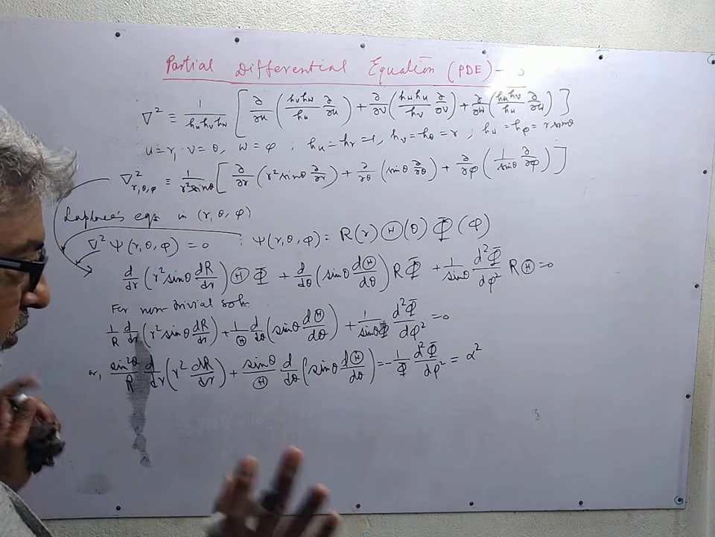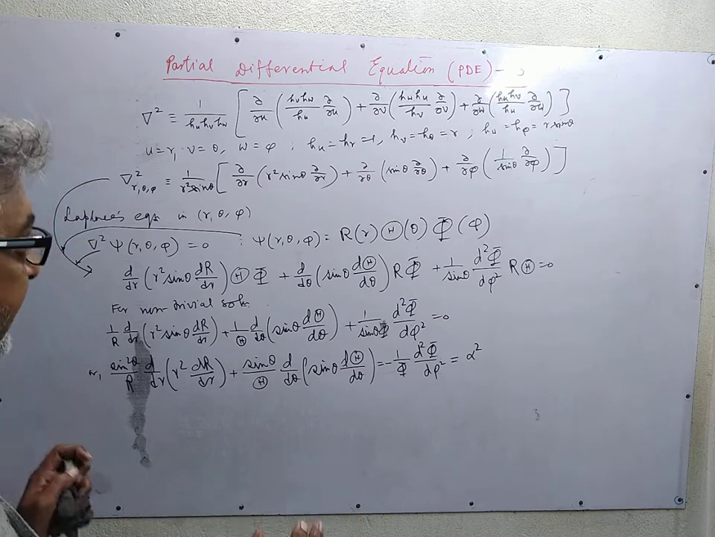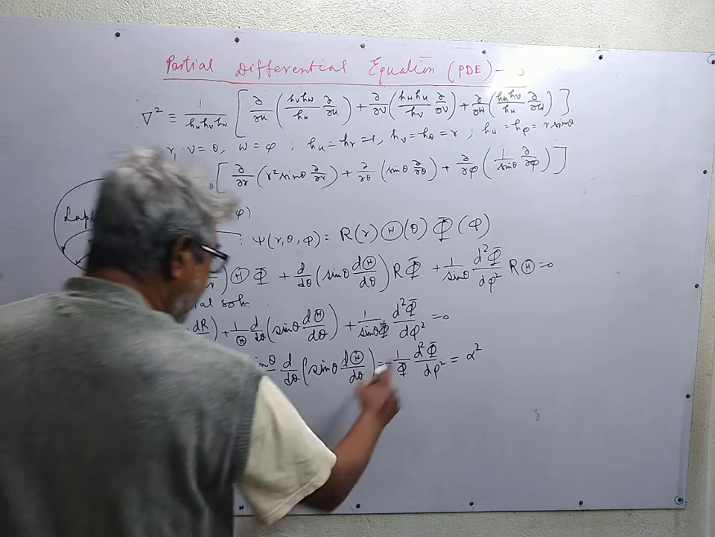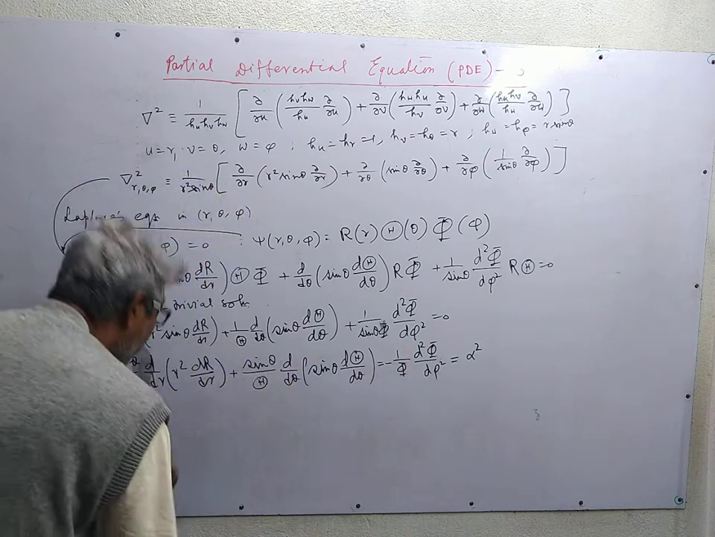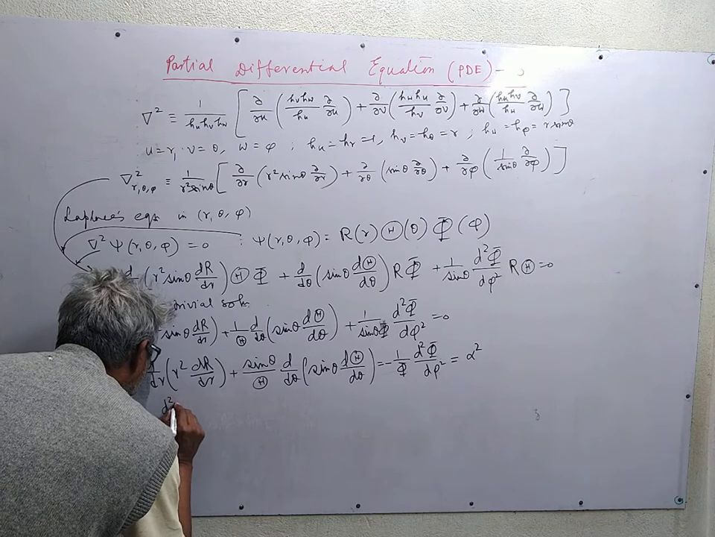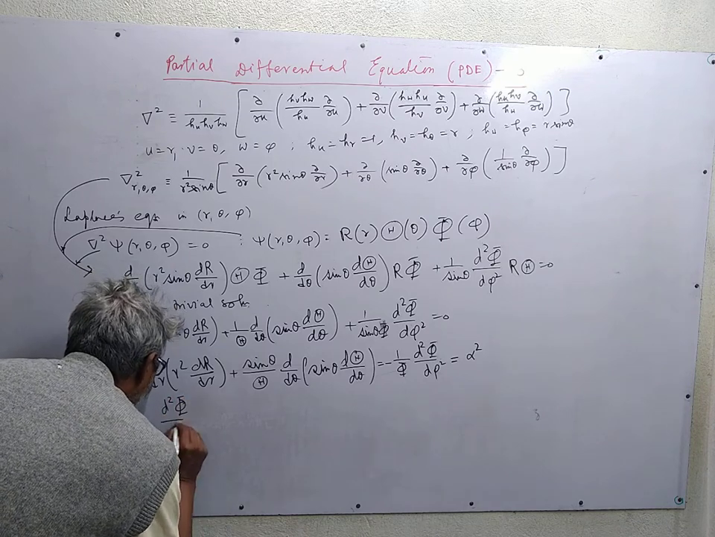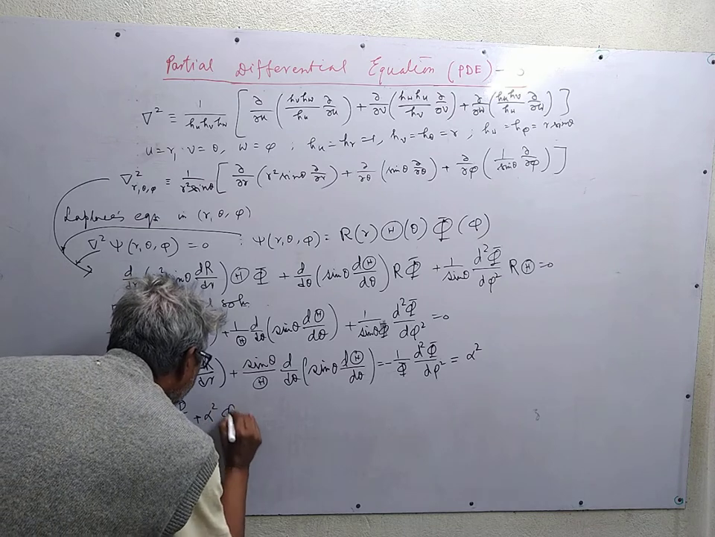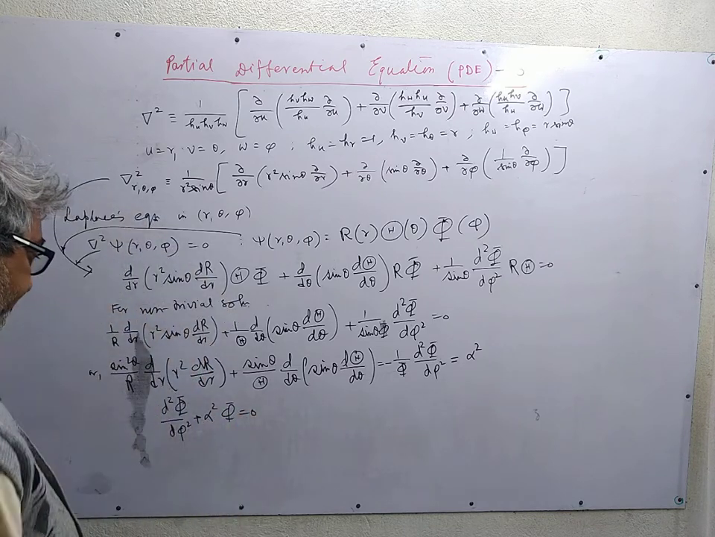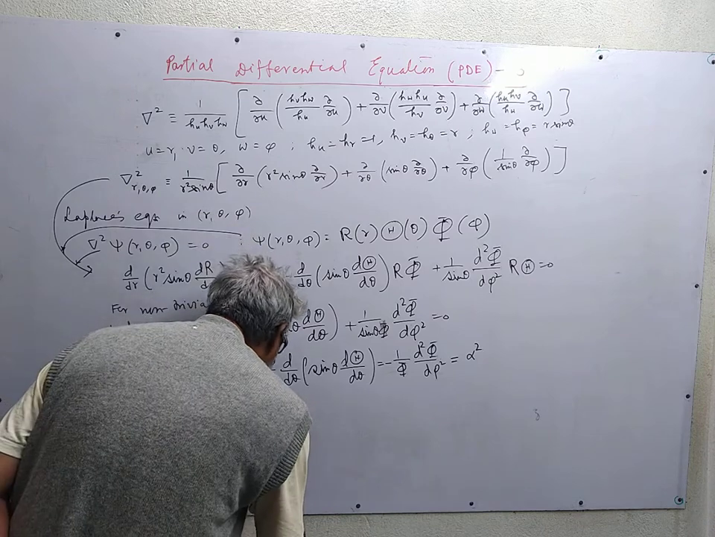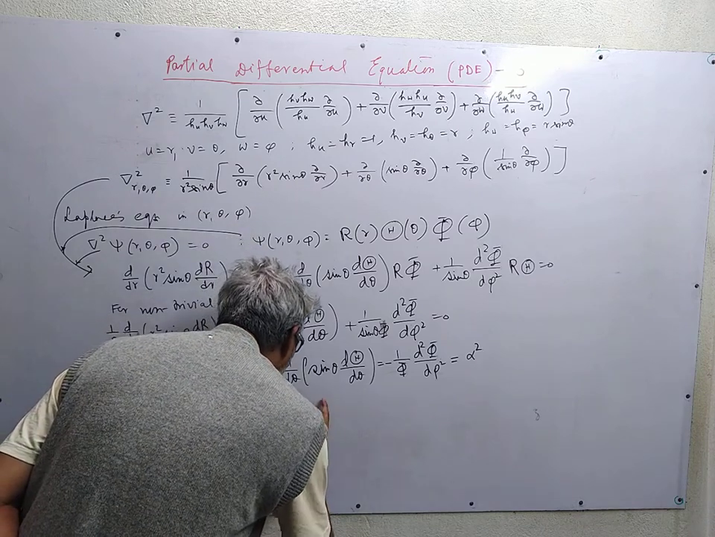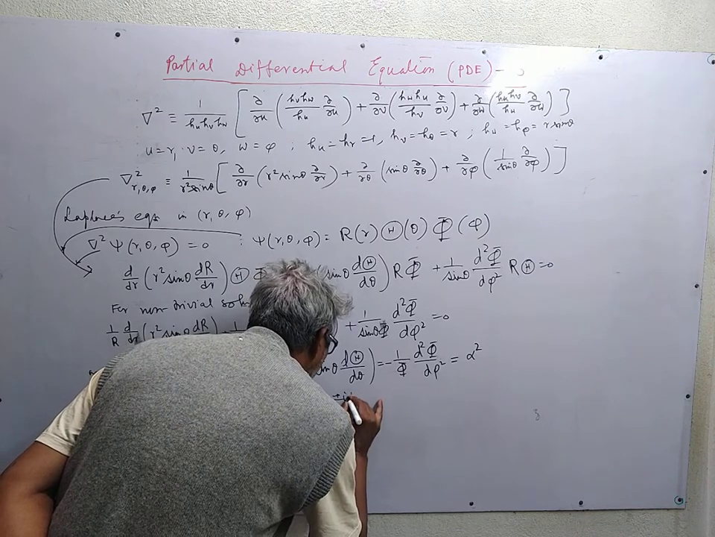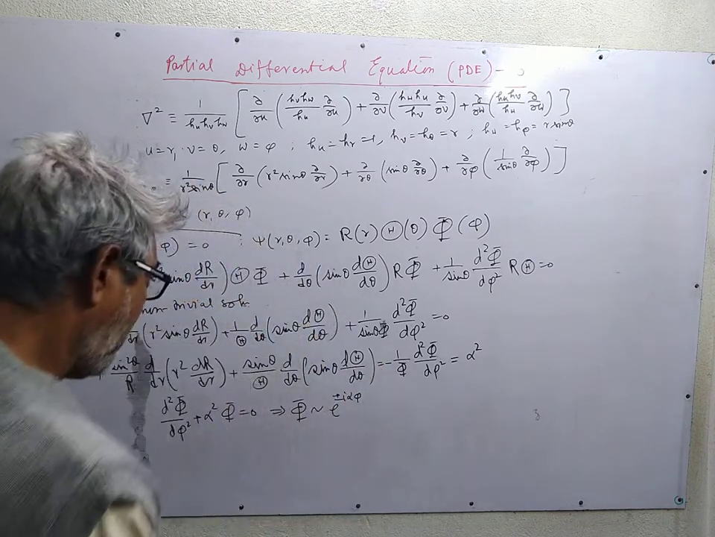Right now we are not saying anything about this alpha. The resulting equation, if we choose it alpha, is d2 phi d phi 2 plus alpha square phi is equal to 0, whose solution is of the form e to the power plus minus i alpha phi.